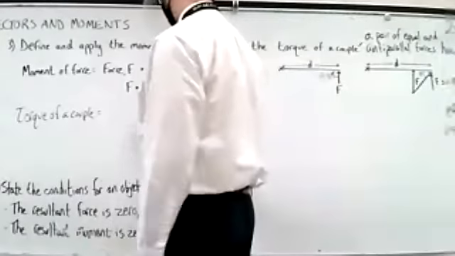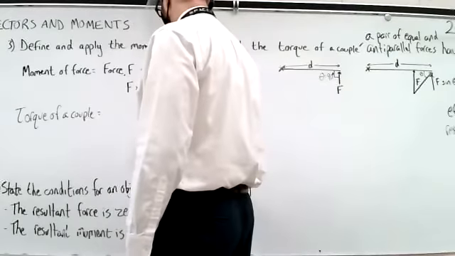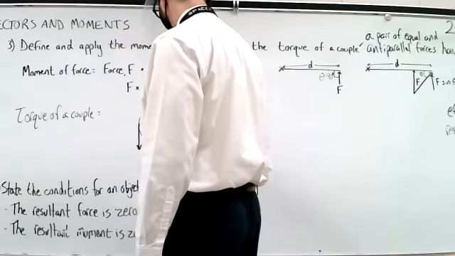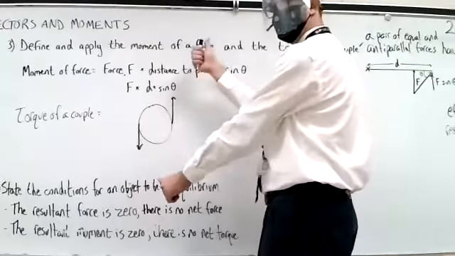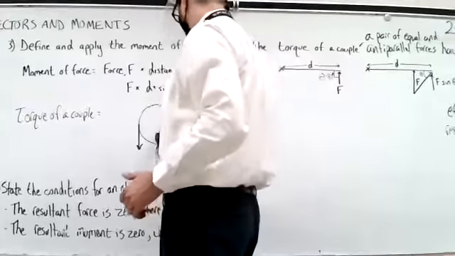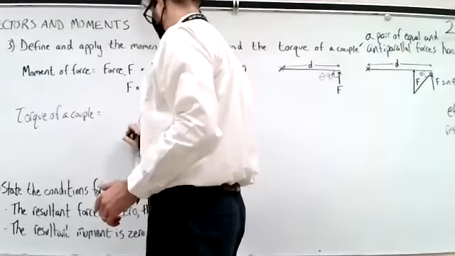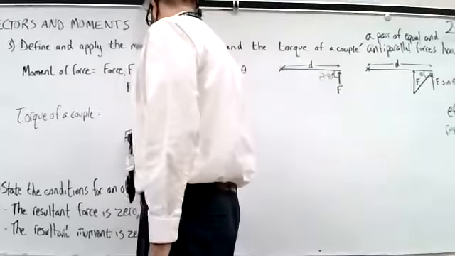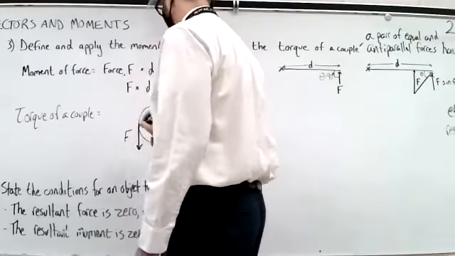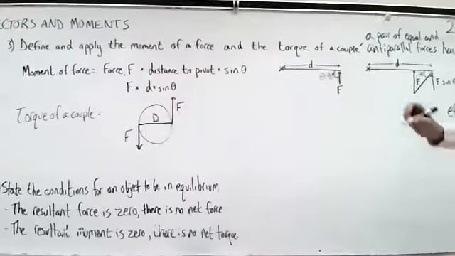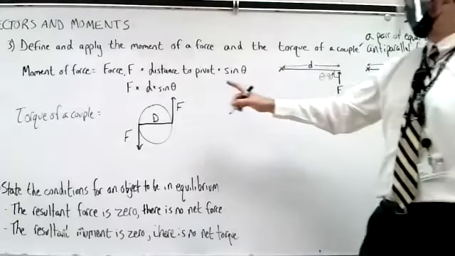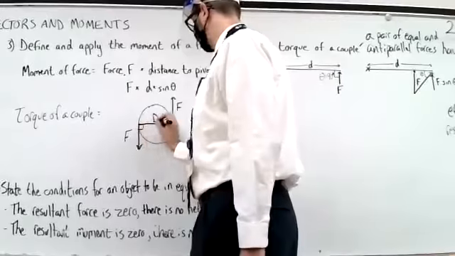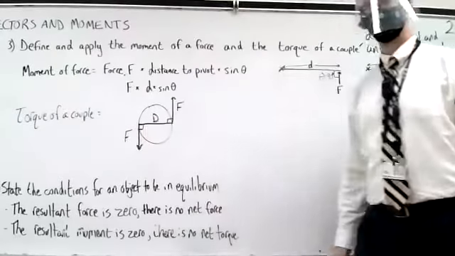So you've got a steering wheel, right? And those are our anti-parallel forces. They're a couple. They're equal, so they have the same value. The perpendicular distance between them is going to be this. In order to calculate the torque of a couple, it is one of the forces times the perpendicular distance between them.